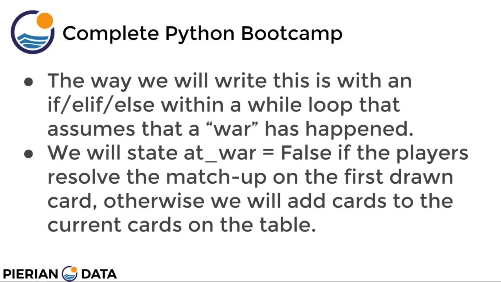We'll just say, hey, at war is equal to false. No need to worry about this at war loop. We'll just break out of it. So we start off assuming at war is true, and we break out of the at war while loop by saying it's false if the players resolve their matchup. Otherwise, we won't say anything and at war will remain true, and then we add cards to the current cards on the table, drawing those extra cards for the actual war.